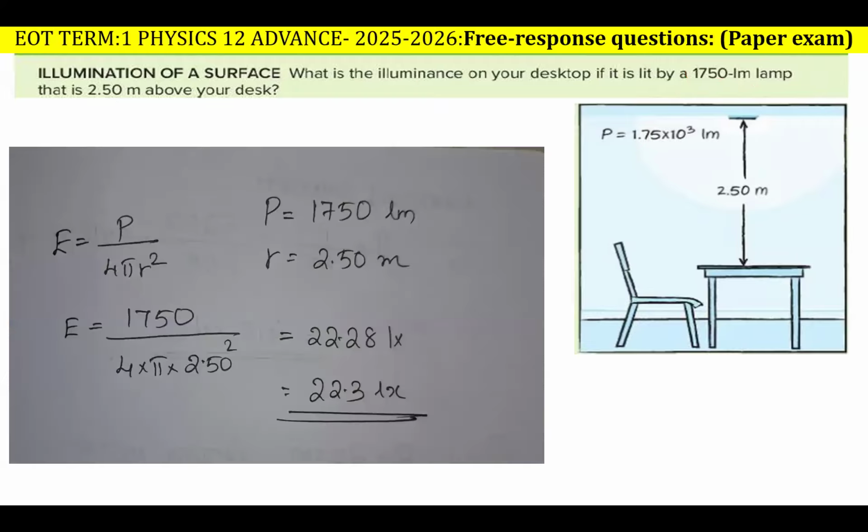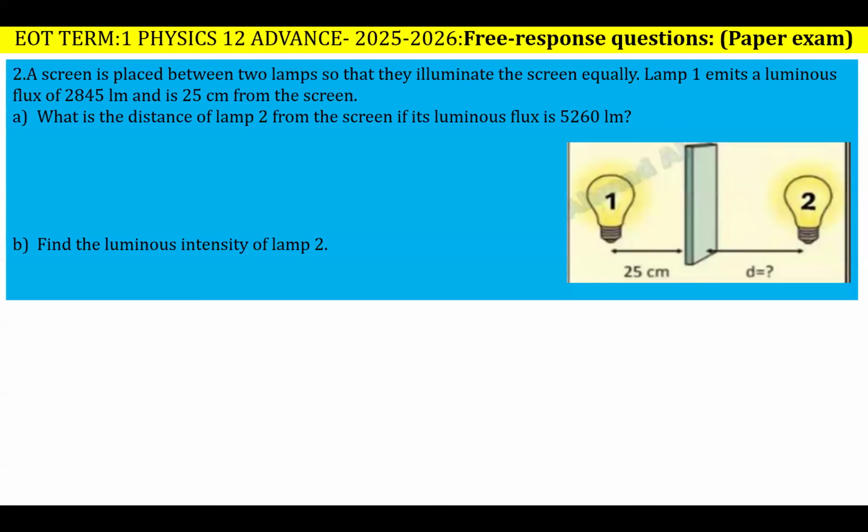So this is the answer. I used the equation E is equal to P divided by 4 pi R square. P was given, R was given. So we plug these values into this equation and we got the answer. And as we know that the final answer is illuminance, we use the unit lux. That's it. Now this is a simple question. Now you may get another question where you may have to use different formulas.